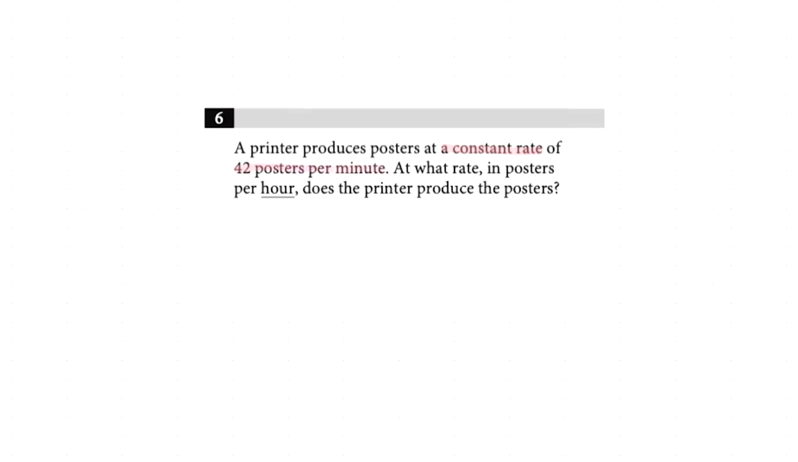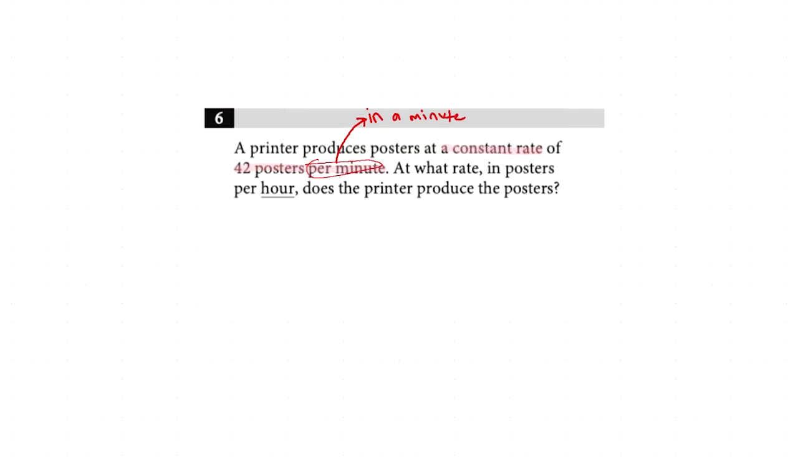So what does per mean here? Per minute, don't forget that. Per minute means in a minute. Don't forget this. Per hour, in an hour. Per second, in a second. In a minute, this printer produces 42 posters. At what rate in posters per hour?